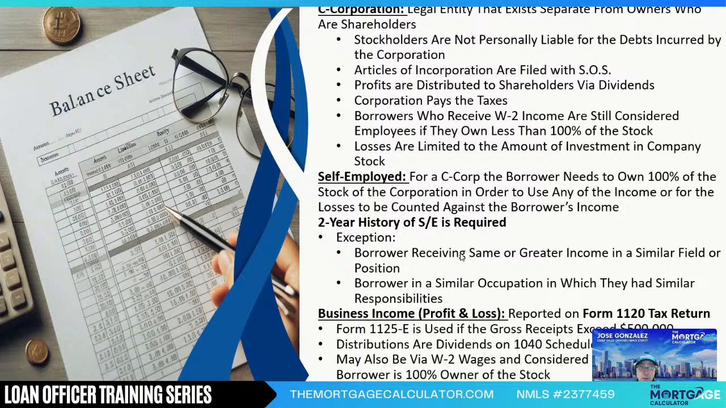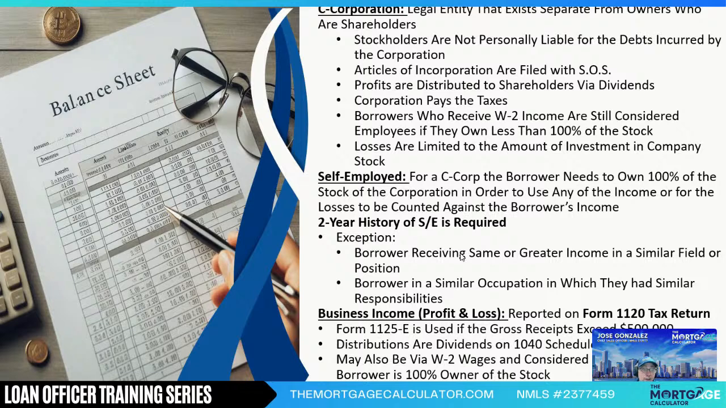Couple of exceptions: borrower receiving same or greater income in a similar field or position, or borrower in a similar occupation in which they had similar responsibilities. Now, this may be a little bit tougher when you're dealing with a C Corp as opposed to dealing with a sole proprietor or an S Corp, but those would be the only way to grant exceptions to the 2-year rule.